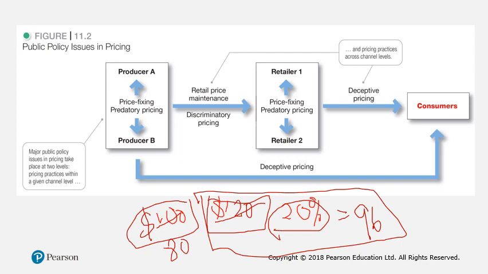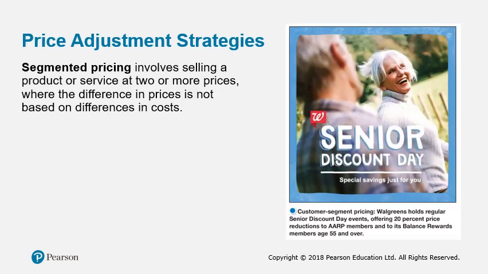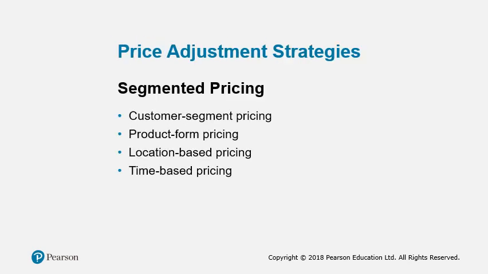Okay, next, let me get my pointer first. Okay, discount and allowance pricing. This is just the explanation for each of them, you can just go through it again. This is what it means. Segmented, this is for the senior citizen. It could also be based on product form, location, and also timing. Like if you buy first, then you can get a cheaper price, early birds kind of thing.